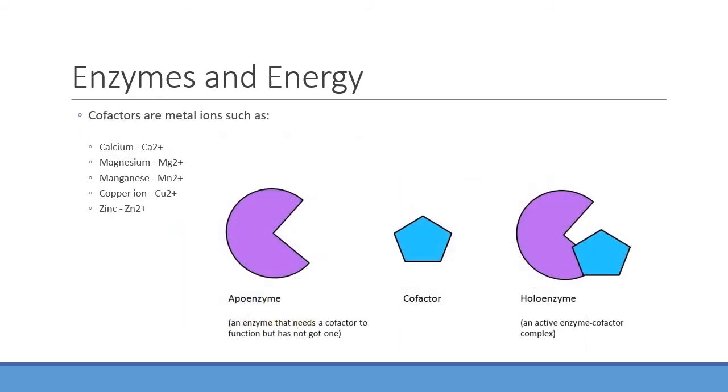I think those would be cofactors. These are typically small ions and things like that that can help to cause the enzyme to work effectively.